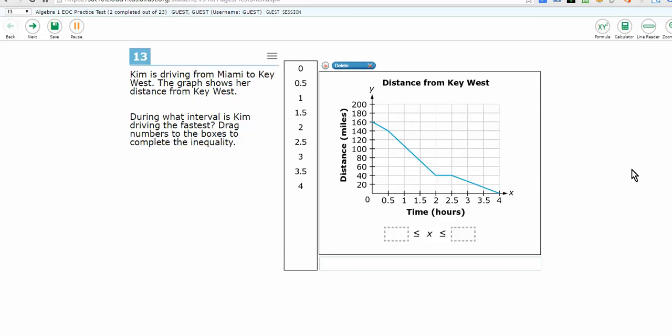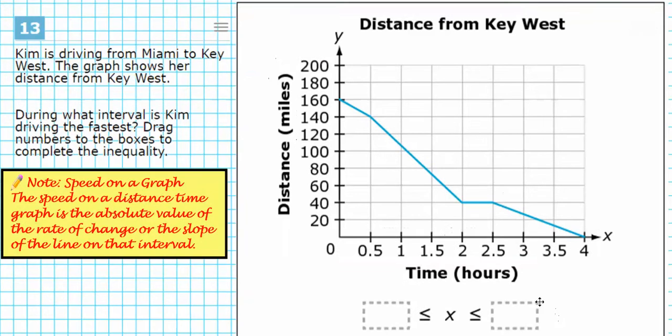It says Kim is driving from Miami to Key West. The graph shows her distance from Key West. During what interval is Kim driving the fastest? Drag numbers to the boxes to complete the inequality. Okay, so what we're looking at here is speed, or rate of change. So we're looking at the rate of change here.